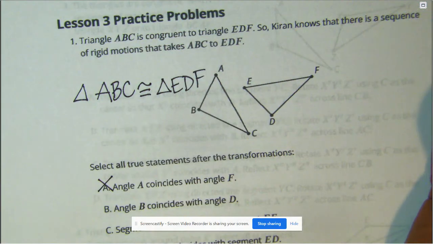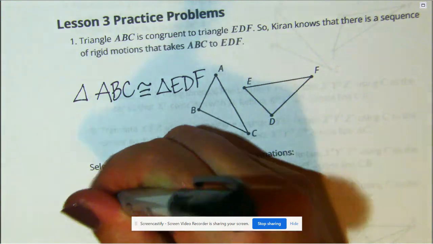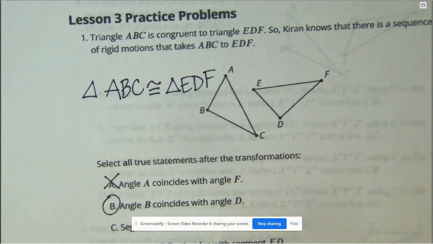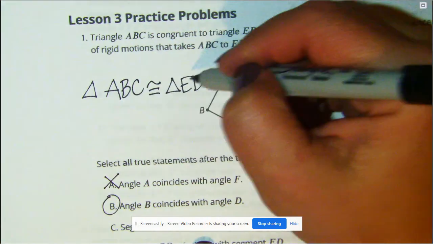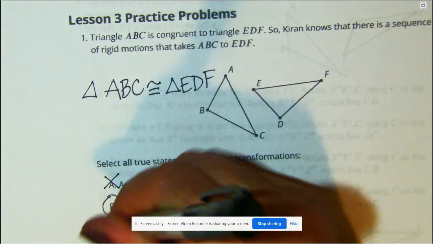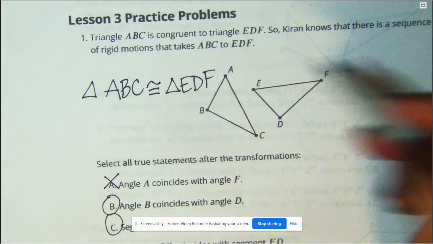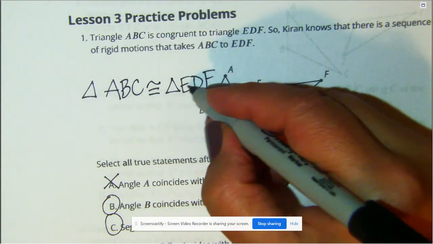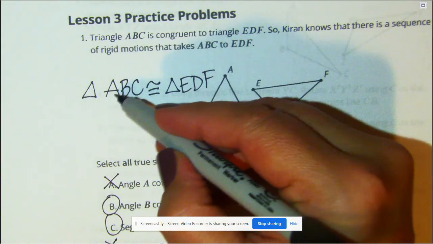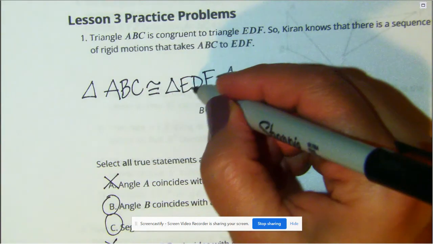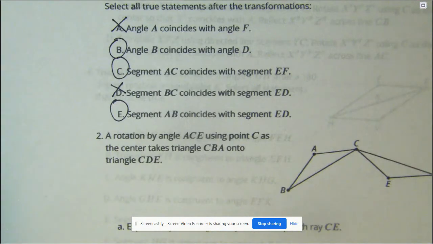B coincides to D. Yes. You could also trace and look at the shape. Segment AC, that's the first with the last, coincides with EF. Yep. Segment BC, that's those last two in here, coincides with ED. No, that's the first two. Last one, segment AB, that's the first two, coincides with ED, the first two, correct. So B, C, and E.